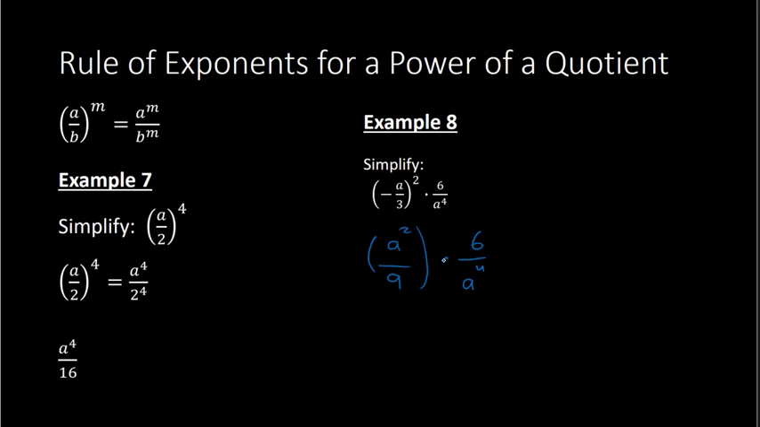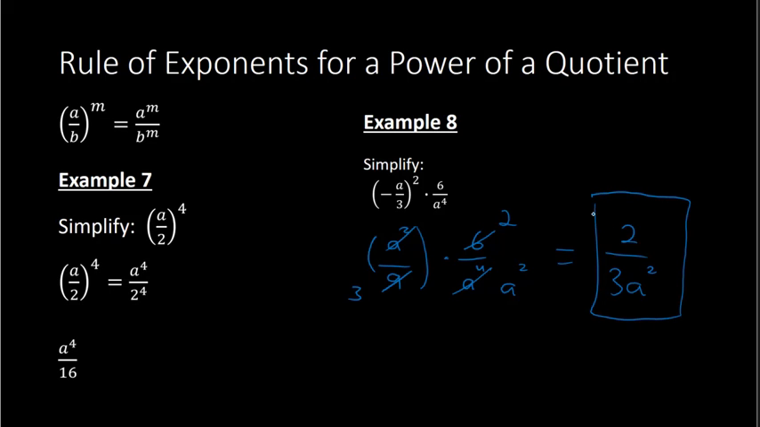Alright, so from here the 6 and the 9 can both divide by 3. We're going to have 2 and 3. And then the a squared and a to the 4th power can divide out. When I divide, I subtract the exponents, 4 minus 2 to get 2, and that 2 is going to go in the bottom because the 4 was bigger and that was in the bottom. So what I have is a 2 on the top, and then 3 times a squared on the bottom. So this would be my solution.